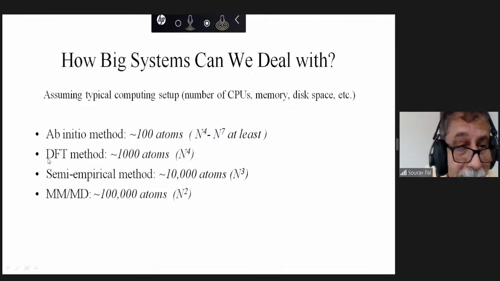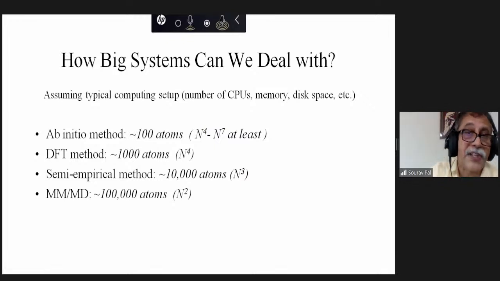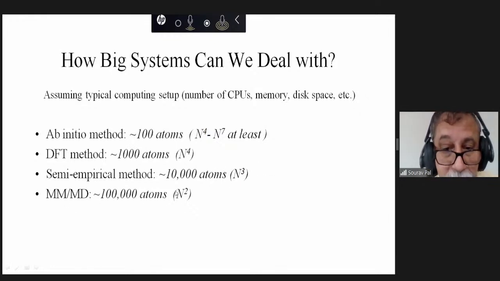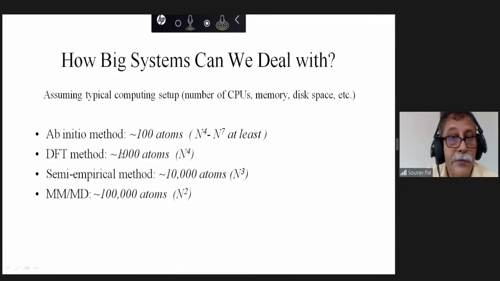Whereas if we use quantum mechanics, but not solving the Schrodinger equation, but a method which is very popular, where energy is directly written as a function of density, called DFT, that goes up to N^4. Semi-empirical methods, which are completely outdated, also solve the wave function, but in an approximate way, where experimental inputs are taken; they scale as N^3, and molecular mechanics scales as N^2. So you can see in a typical setup, in the time with which you can do 100 atoms, we can do 1,000 atoms. 100 atoms is just an example. It's N^5, actually. You can do 1,000 atoms, you can do 10,000 atoms, you can do 100,000, in the same computer time.